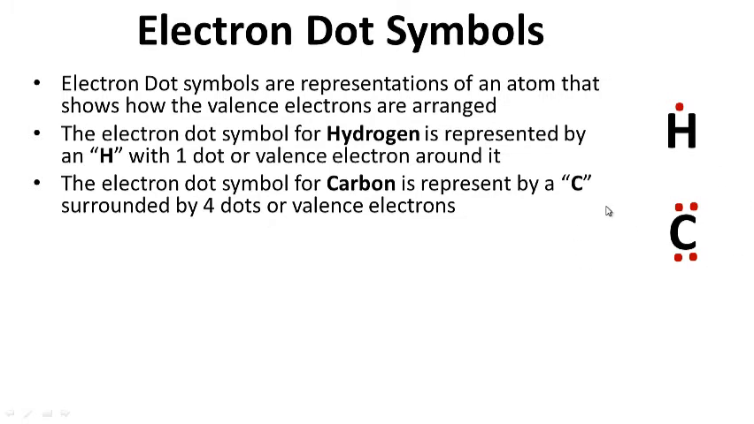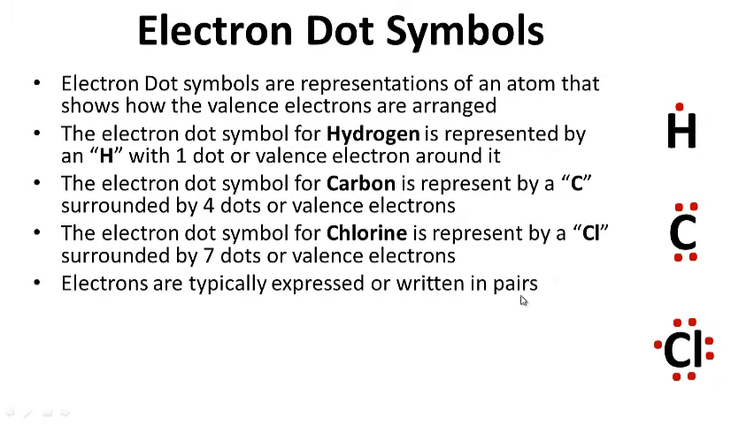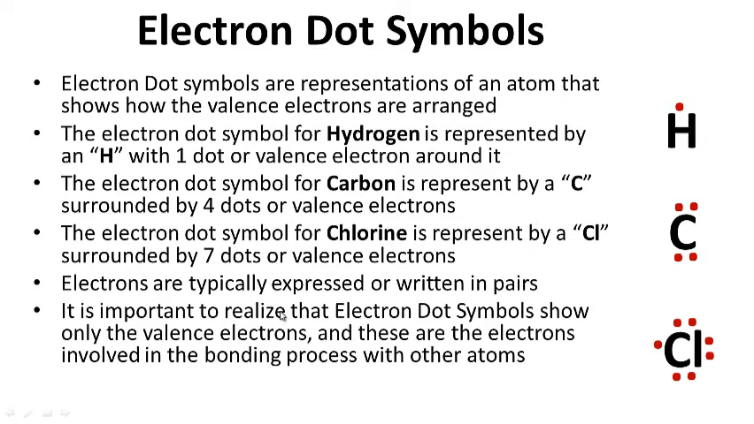Okay, and then the electron dot symbol for chlorine is represented by Cl, surrounded by 7 dots or valence electrons. Okay, it's important to realize that electrons are typically written as pairs here. So we write them as pairs, 1, 2, 1, 2. So 2 pairs, 4 electrons total. And it is also important to understand that electron dot symbols show only the valence electrons, and these are the electrons involved in the bonding process with other atoms in their outer shell.